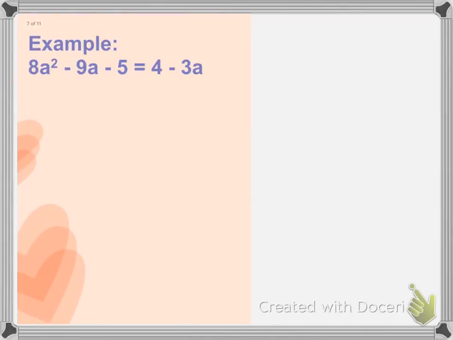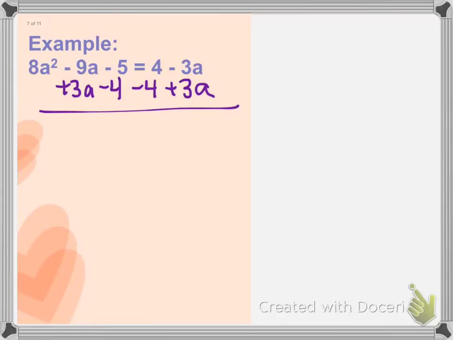This one, you should notice first off that it has an equal sign. So before you do anything, you need to make sure that it is set equal to 0. So I'm going to subtract the 4 and add the 3a, and I'm just going to do it all together. You can do it separately if you'd like, but everything has to be moved to the other side. That gives me 8a squared minus 6a minus 9 equals 0.